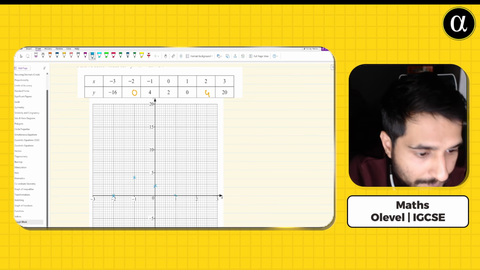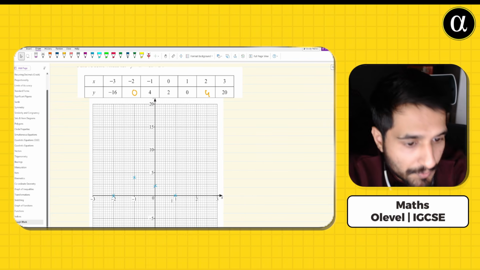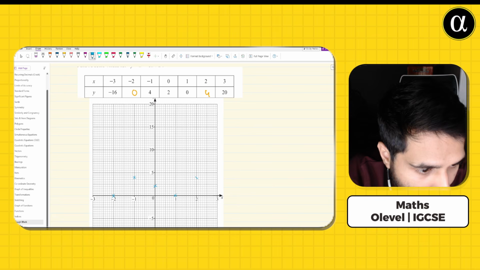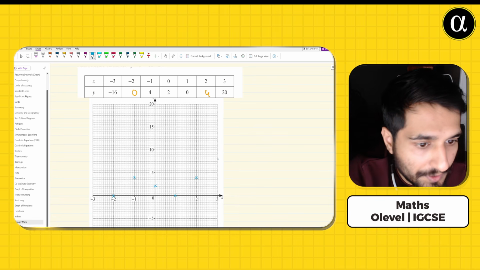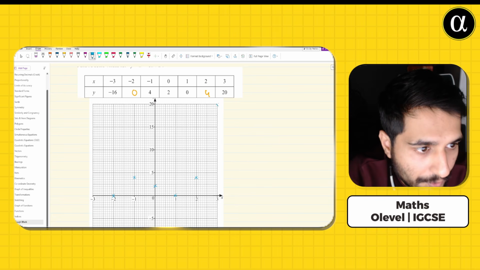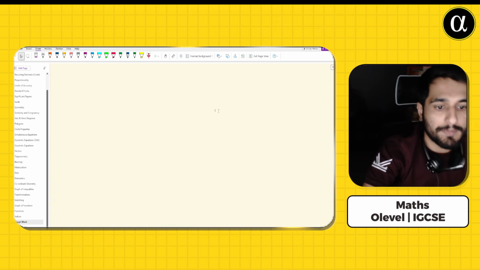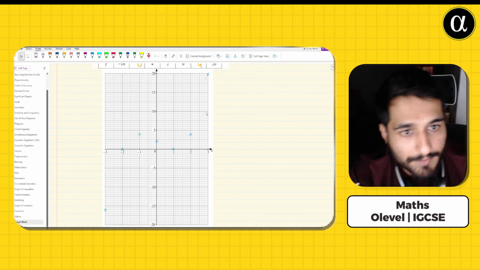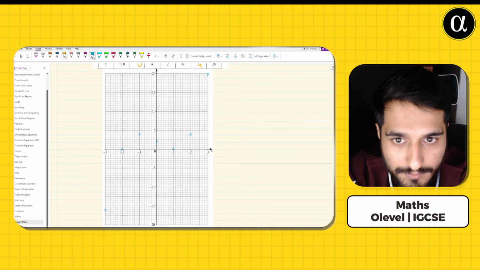And 2 and 4. 2 and 4 is going to be right here. And then we move on to 3 and 20. This is where 3 and 20 is going to be. Now we need to complete this graph. We need to join these points. So let's join these points.